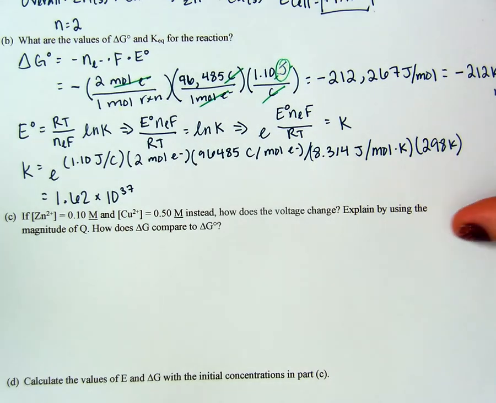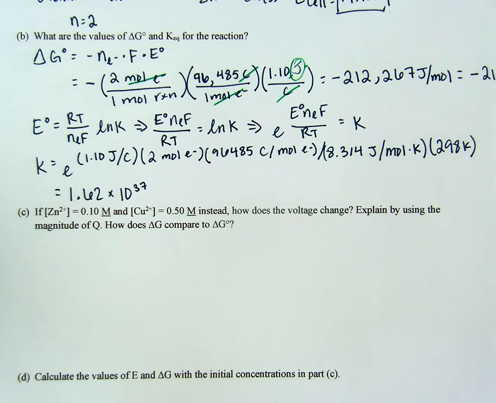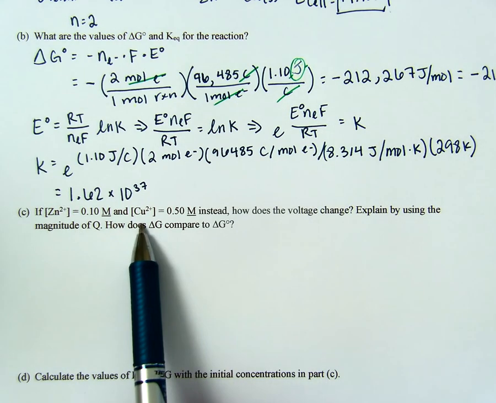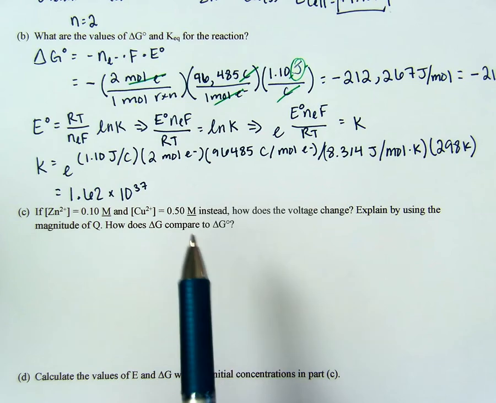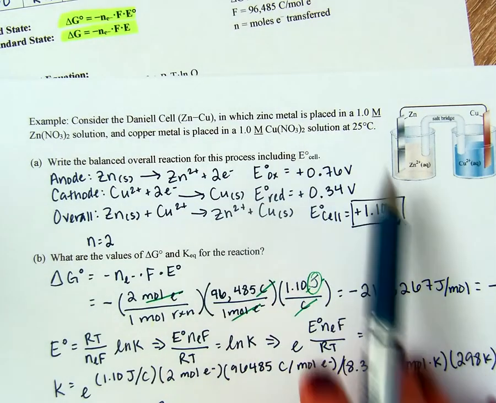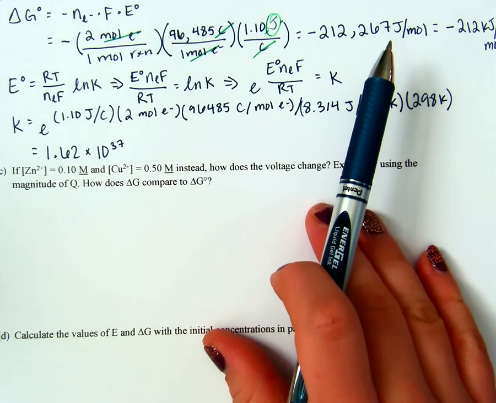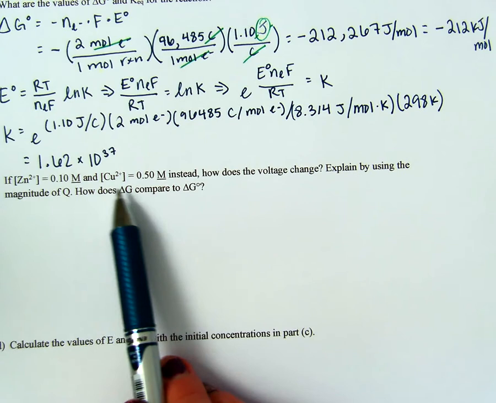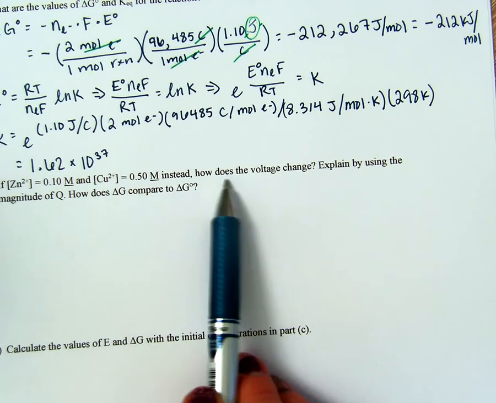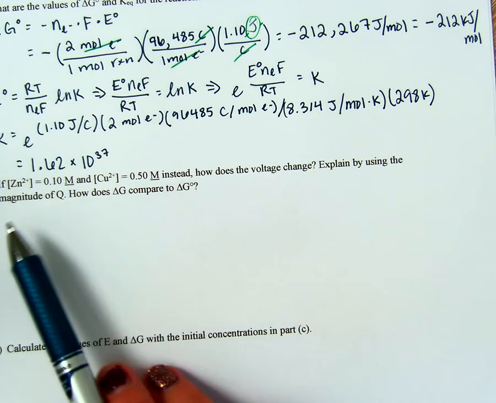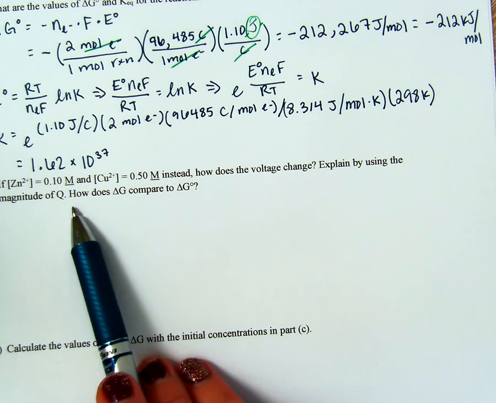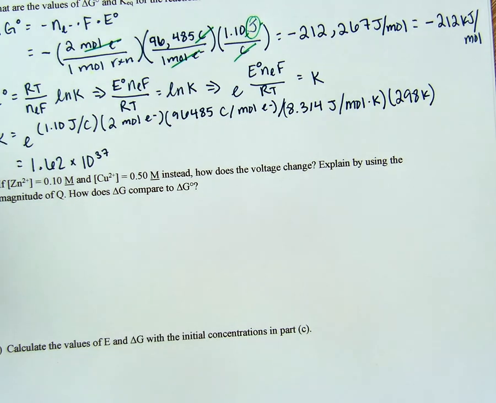Okay, so this was all at standard state. Let's see what happens now if we change some of the conditions. So instead, if we had zinc at 0.1 molar and copper at 0.5 molar, remember before they were 1-to-1 ratios there, 1 mole and 1 mole. Instead now, say we have 0.1 molar zinc and 0.5 molar copper, how does the voltage change? Explain by using the magnitude of Q, and then finally, how does delta G compare to delta G naught?